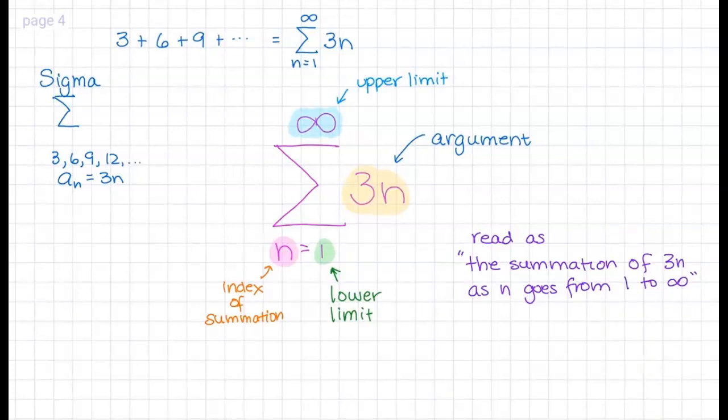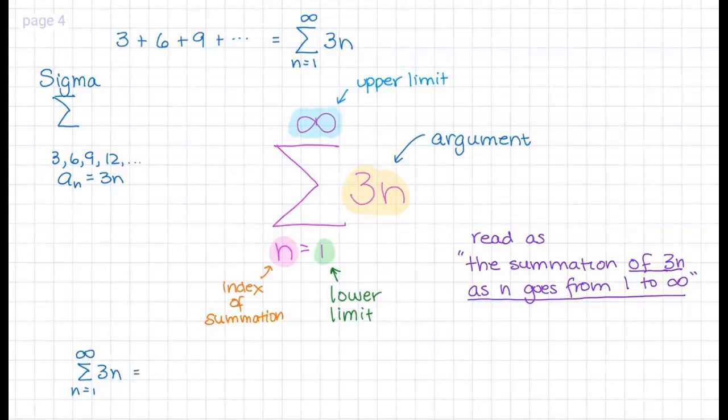And there's a little bit of order you can play around with. You can say 3n as n goes from 1 to infinity, or you can say the summation as n goes from 1 to infinity of 3n. So you can actually reverse these two things, and it says the same thing. So, okay, what does that actually mean? What that means is this. I'm going to go ahead and put it down here again. The summation of 3n as n goes from 1 to infinity.